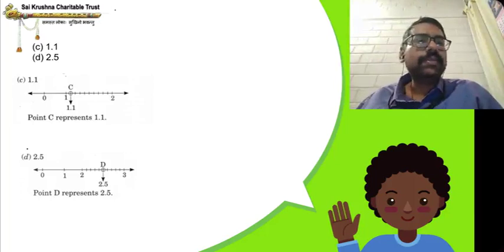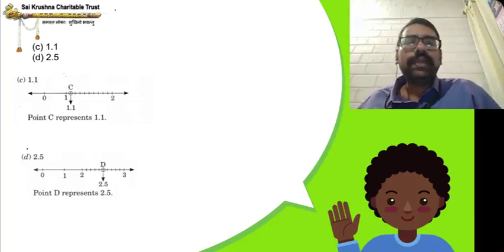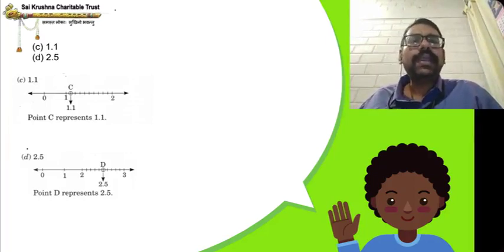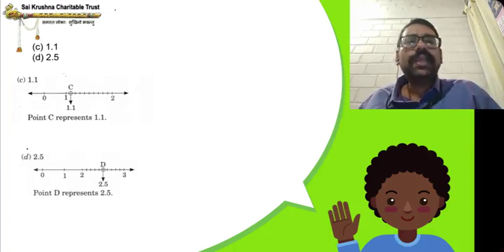Now 2.5. So between 2 and 3, we divide into 10 equal parts. So after 2, 2.0 or 2 is the same. So 2.1. Next, tell me, 2.2, 2.3, 2.4. Next comes 2.5. So point D represents 2.5.